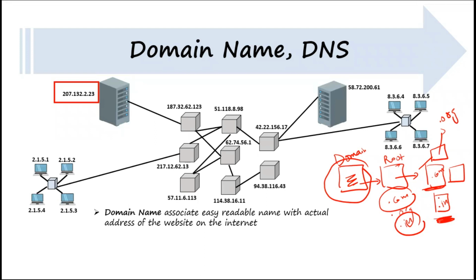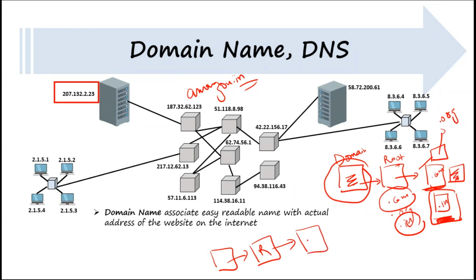And once the query reaches a particular top level domain name server, then it goes to the servers that the .in servers have. Let me show you over here. So for instance, the website address is Amazon.in. Now our query first goes to the root server. Now the root server directs it to the .in server. So I'll just clear this one up.